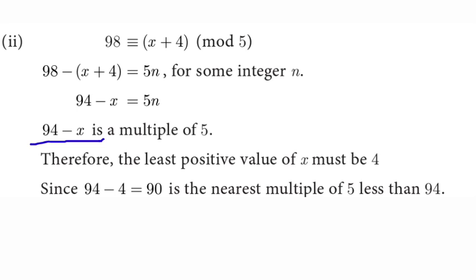Now substitute x equals 0, 1, 2, 3 etc. For 0, 94 is not divisible by 5. Second one, 94 minus 1, that is 93, is not divisible by 5, etc. Substitute x equals 4, we get 90, that is a multiple of 5. Therefore the least positive value of x must be 4, since 94 minus 4 equals 90 is the nearest multiple of 5 less than 94.